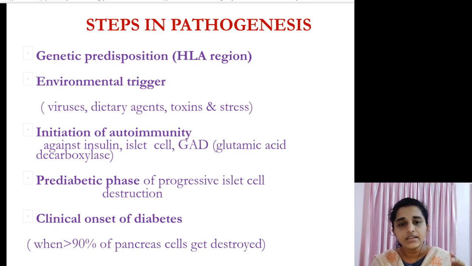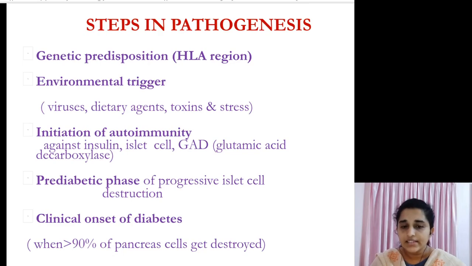Next is environmental trigger. So first thing, there is a genetic factor responsible for this. Second thing, the environmental trigger. That may be like we have seen, a Coxsackie virus or rubella infection or dietary agents or toxins and stress. Because of this genetic predisposition and environmental trigger, we can see the initiation of autoimmunity.